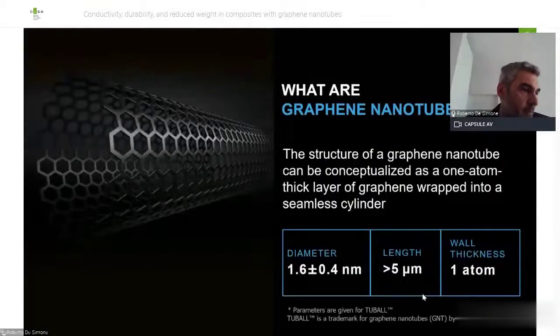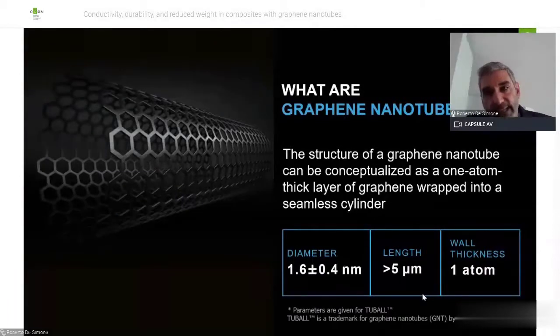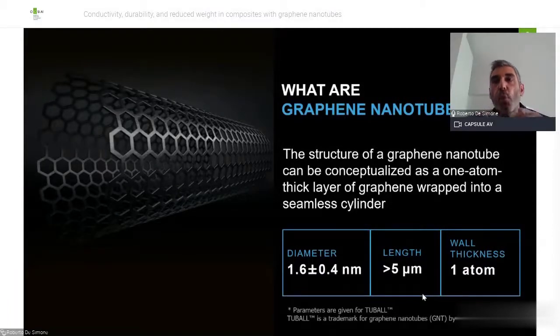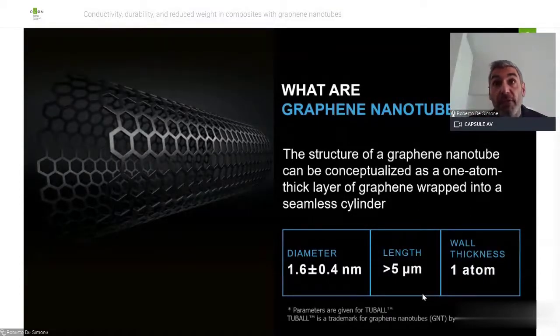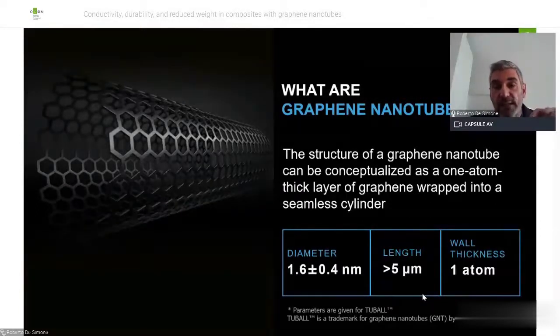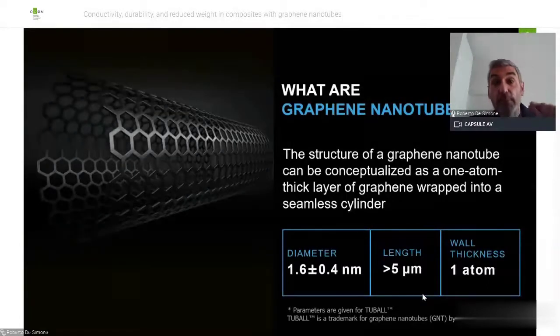Let me remind you briefly what a graphene nanotube is. A graphene nanotube is just one sheet of graphene rolled up in a cylinder form, basically. So it's just one atom of thickness because it's just one sheet of graphene. The length of the tubes is in the range of 5 to 10 microns, while the inner diameter is more or less 1.6 nanometers plus or minus 0.4. So the nano size of the tubes is just the inner diameter more than the length.